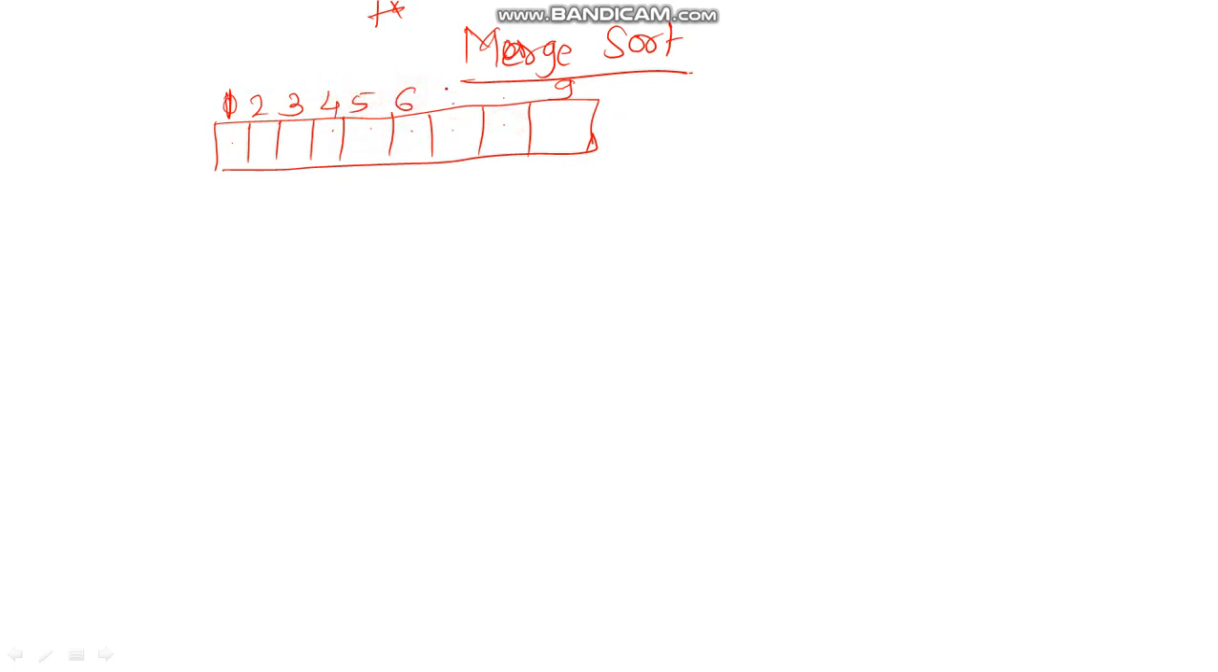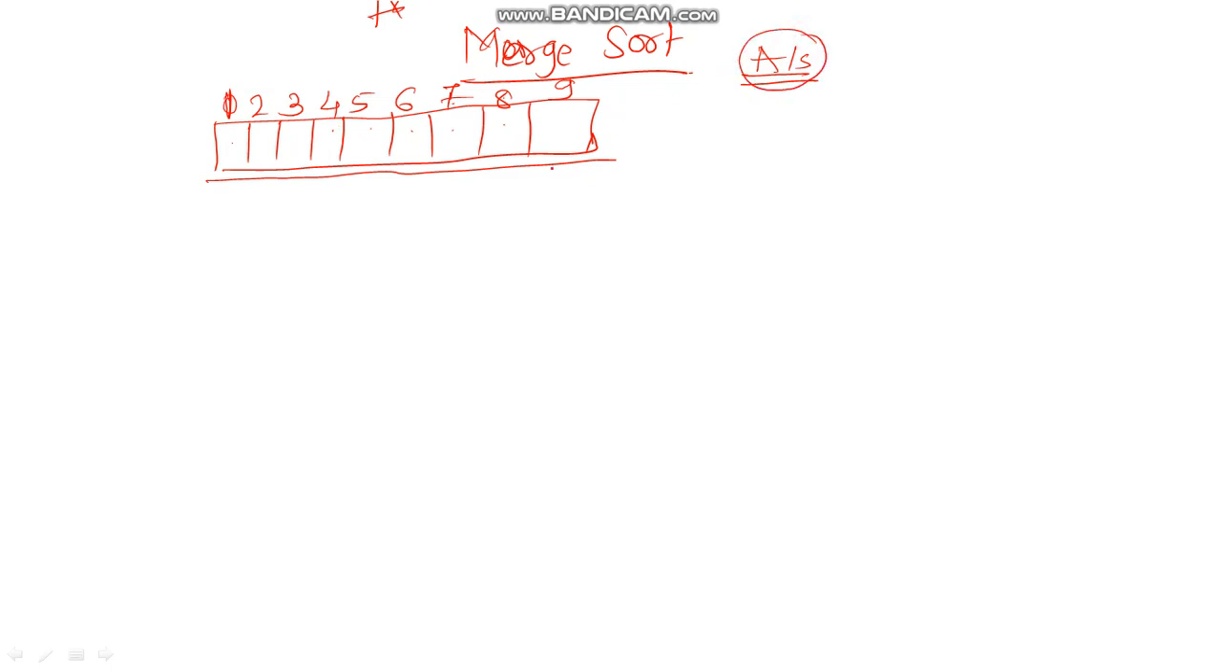So what happens here is, in merge sort, given an array, we want to sort this array in ascending order, or it could be in descending order. In this particular case we are going to study ascending order. Whatever array is given, I want to sort it in ascending order.